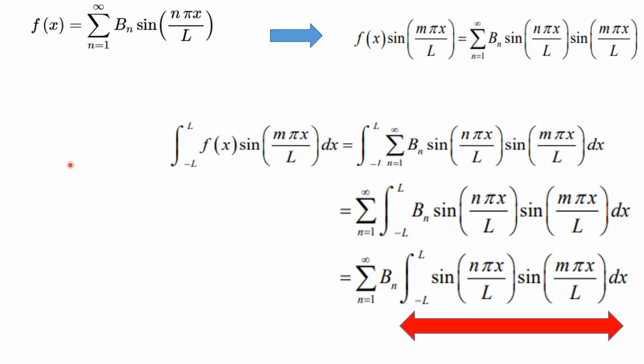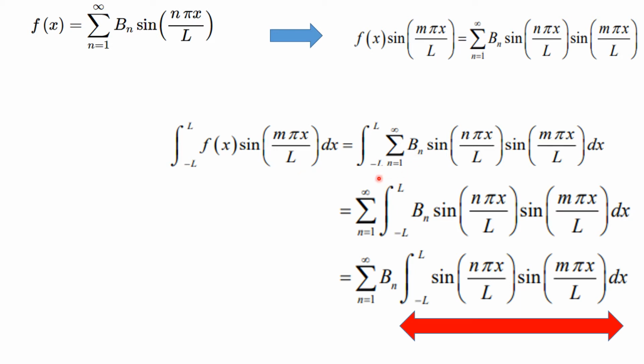So, if f of x is equal to the summation of a bunch of constants depending on n of sine n pi x over L, we certainly can multiply both sides by sine m pi x over L, and we get this. Now we're summing on n, and so we just multiplied by this and distributed it in on this side. But then we're going to integrate both sides from minus L to L.